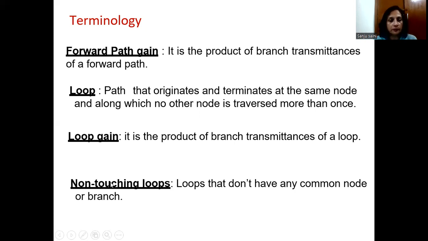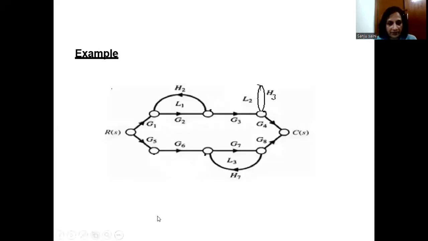Then non-touching loops are those loops which do not have any common node or branch. So you can very well see over here, RS is the input node because it has only outgoing branches. Then CS is called the output node because it has only incoming branches. Then within this we can have the loop.